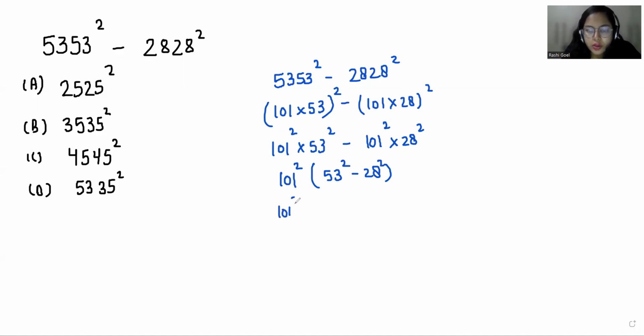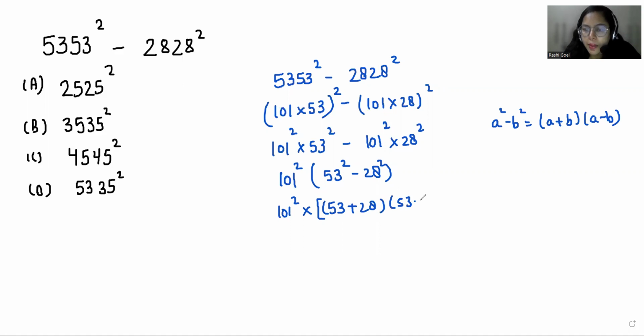So 101 square times (53 square minus 28 square). Here we can use a very famous identity, a square minus b square, which is equal to (a plus b) times (a minus b). So (53 plus 28) times (53 minus 28). 101 square times: 53 plus 28 is 81, and 53 minus 28 is 25.